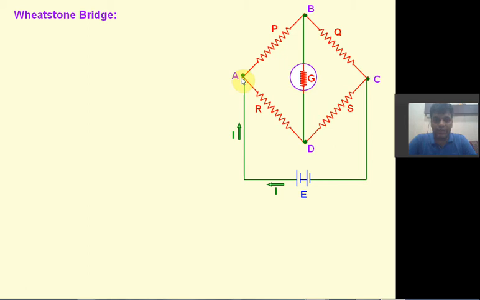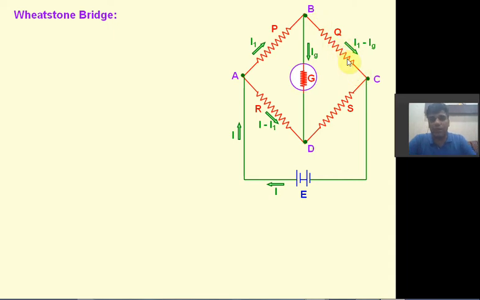After reaching point A, it will divide into two parts. I1 goes in this side along AB, and I minus I1 goes along AD. Again at point B it will be divided into two parts. One part, Ig, flows through the galvanometer which is connected here, and I1 minus Ig is the current flowing along the arm BC.